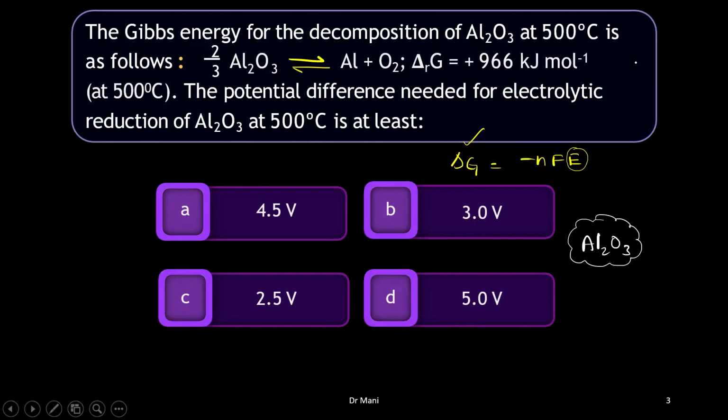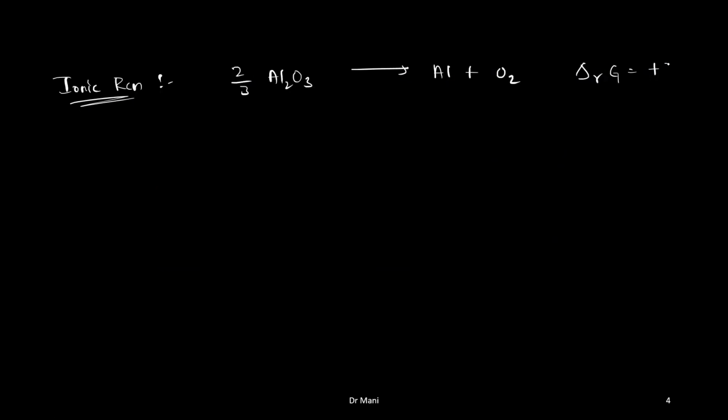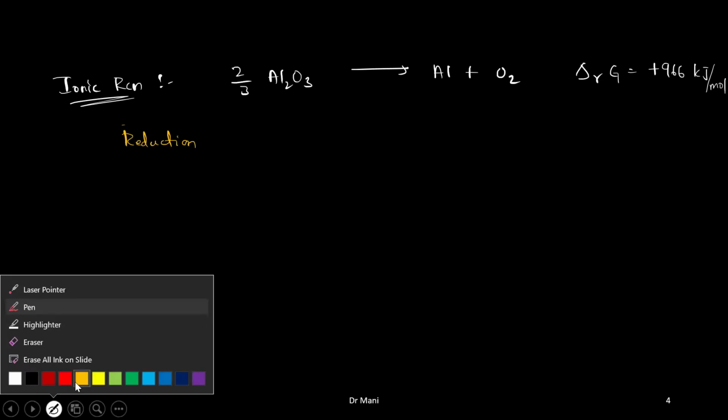So let me write down the reaction. If you see that ionic reaction, it is given as 2/3 of Al2O3 giving rise to Al plus O2. And the Gibbs energy given is plus 966 kilojoules per mole. This is what the information is given. So I'll break down this reaction. This is the redox reaction, so in this redox reaction I need to see what is the reduction and what is the oxidation. These are the two things I need to know.